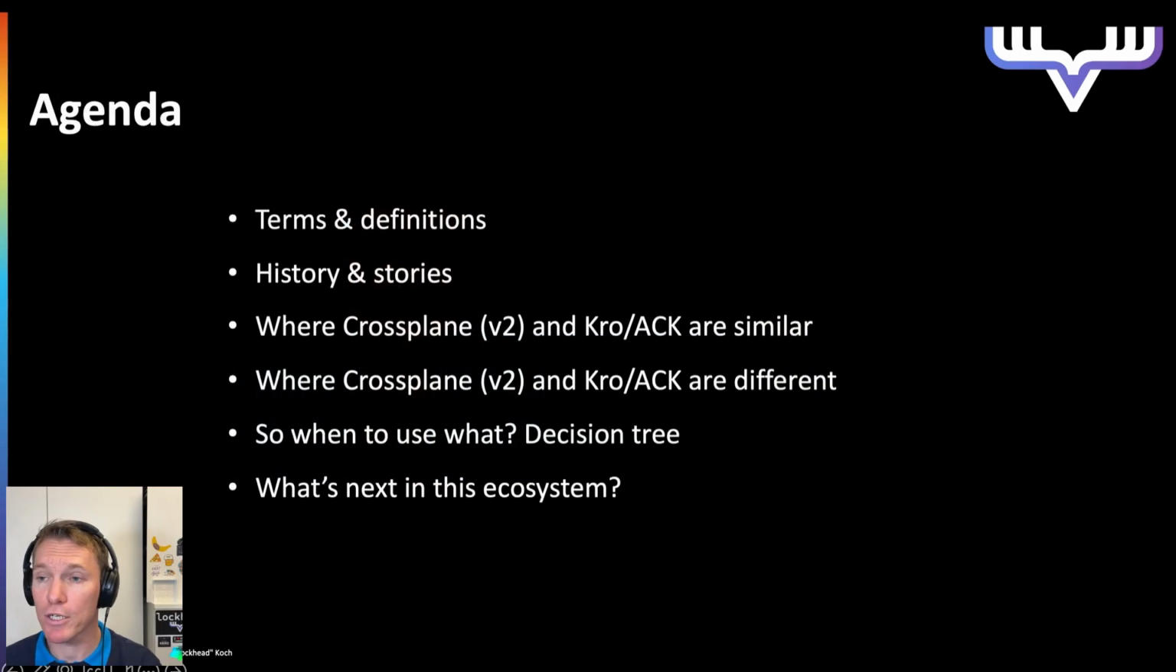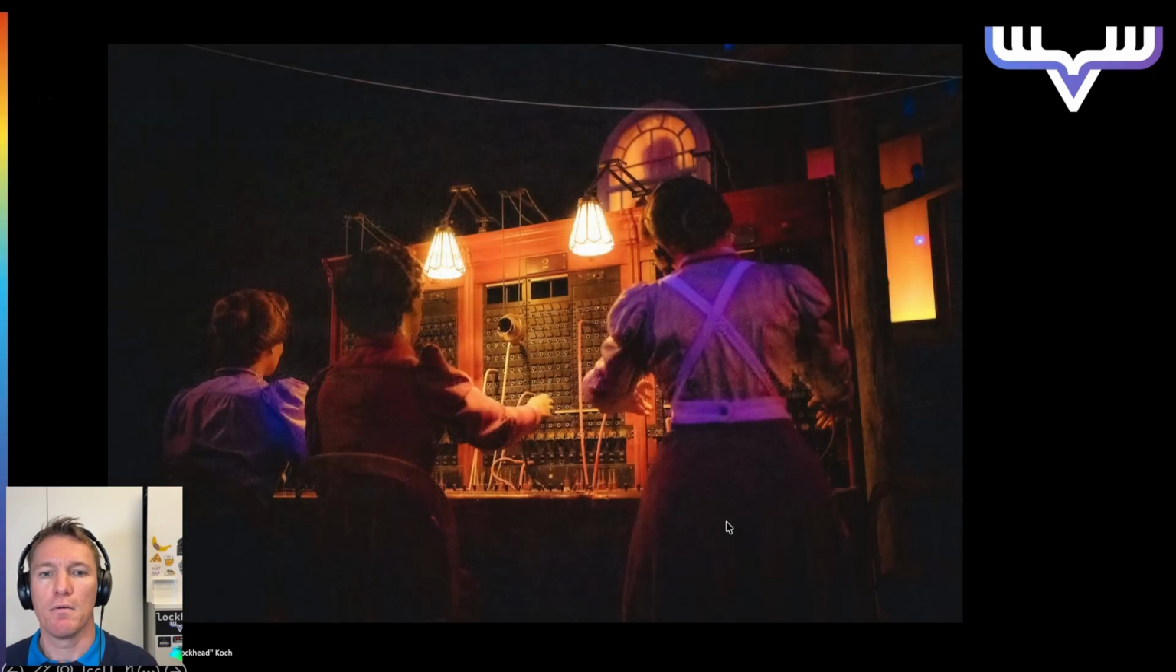the different parts of this agenda. What are we going to look at? We're going to look at terms and definitions. We're going to then look a little bit around stories and hear a little bit how the different projects got created and are founded. And then we're going to see where Crossplane and KRO are similar, before we then move over to see where Crossplane and KRO are different. And then we're going to look at the decision tree.